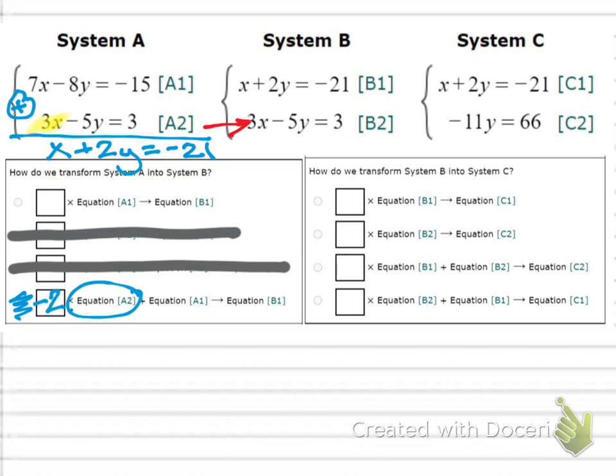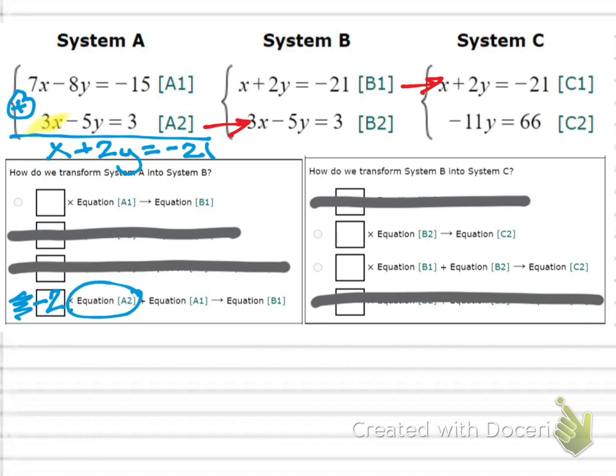Now let's look at system B to system C. Notice that B1 to C1 is the same, so nothing happened to result in C1. When I look at the difference between B2 and C2, I notice there is no X. So the only way to get rid of that is through multiplication and addition, right? We can't just get rid of that by multiplying by something. So it must be this one.